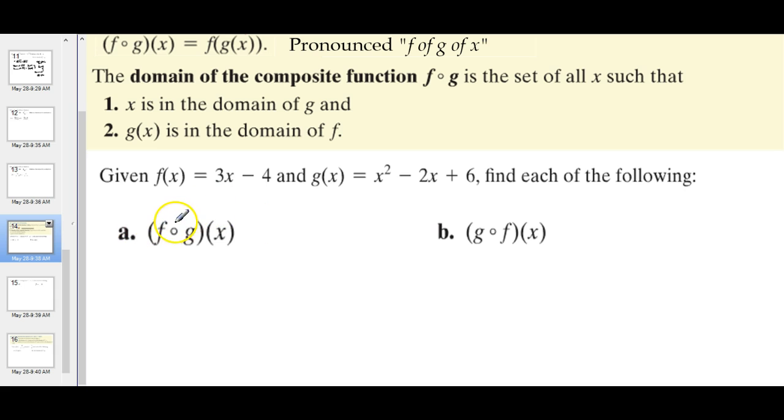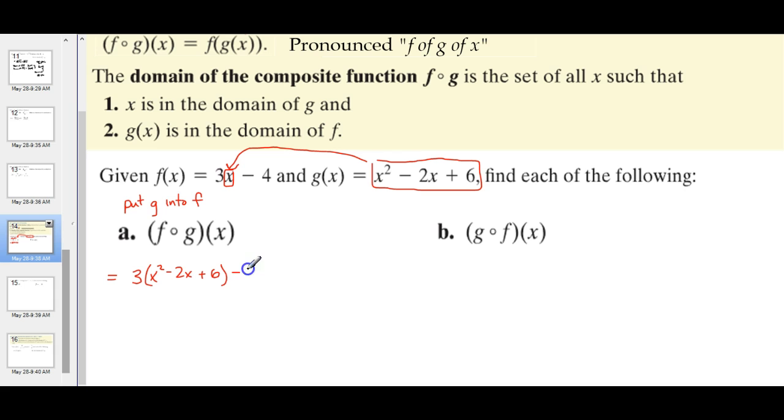So f of g of x, this is telling me to put g into f. So what that means is this x right here is going to be replaced with this entire function. All of this is going to go in place of that x. So we're going to write a 3 and then a parentheses, all of this, so that's where the x is. And then we're going to subtract 4. Okay, so we just replaced x with that.